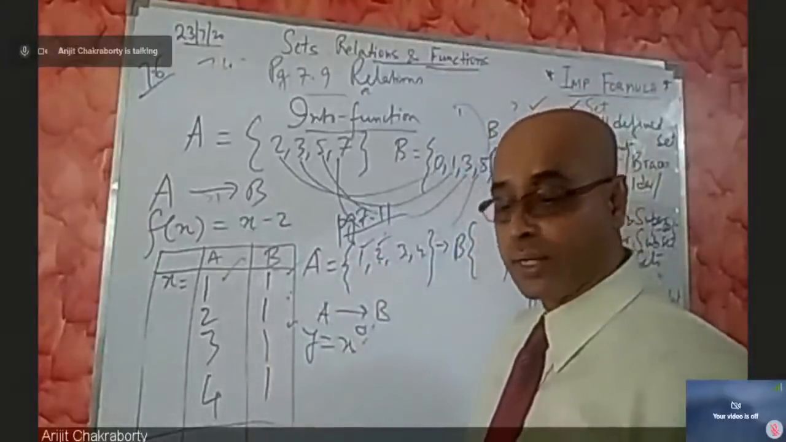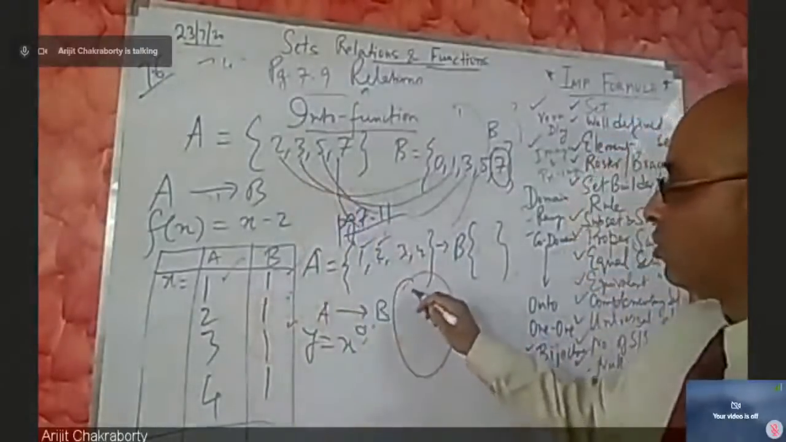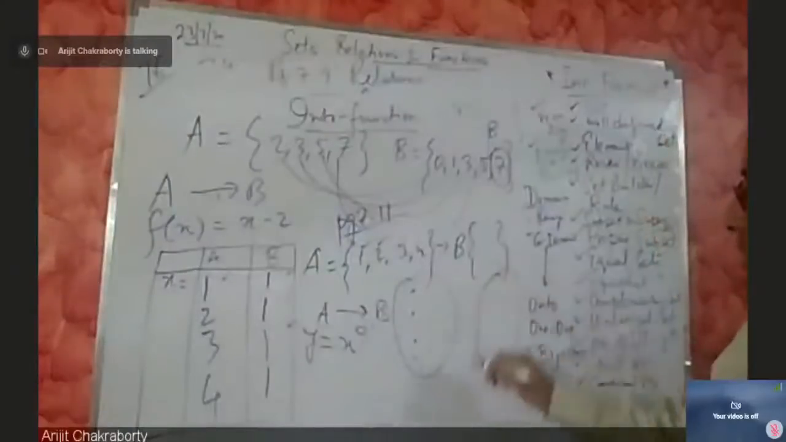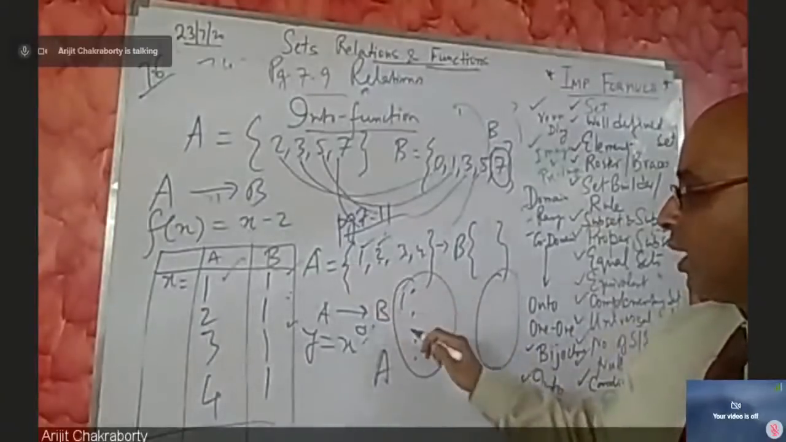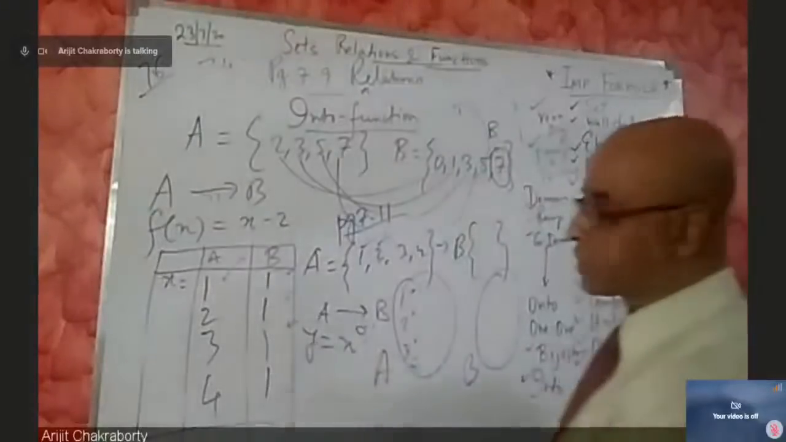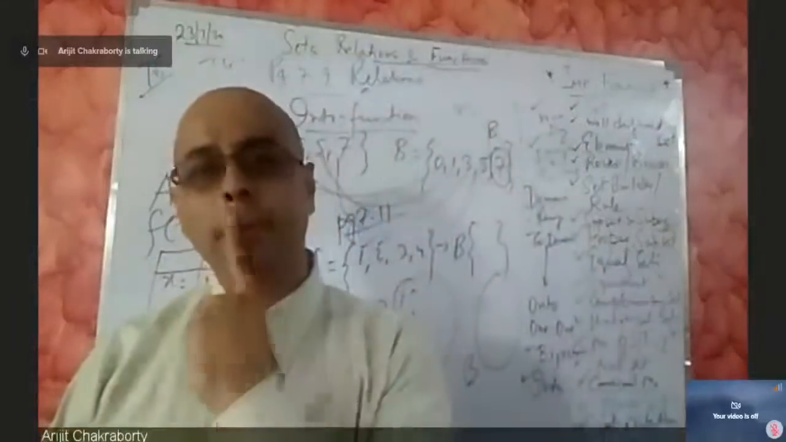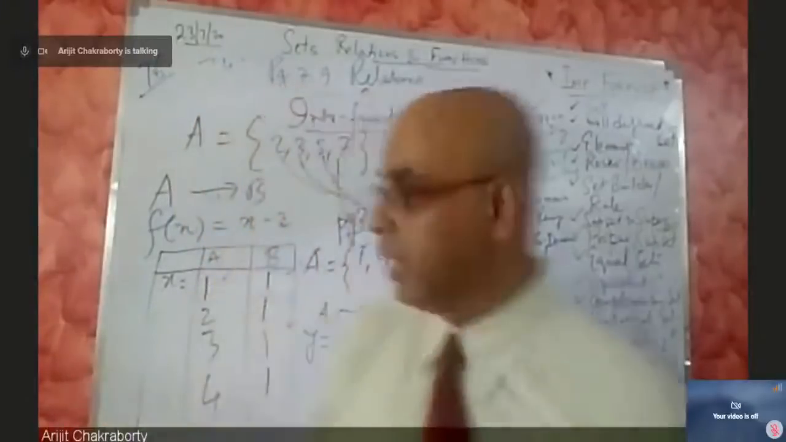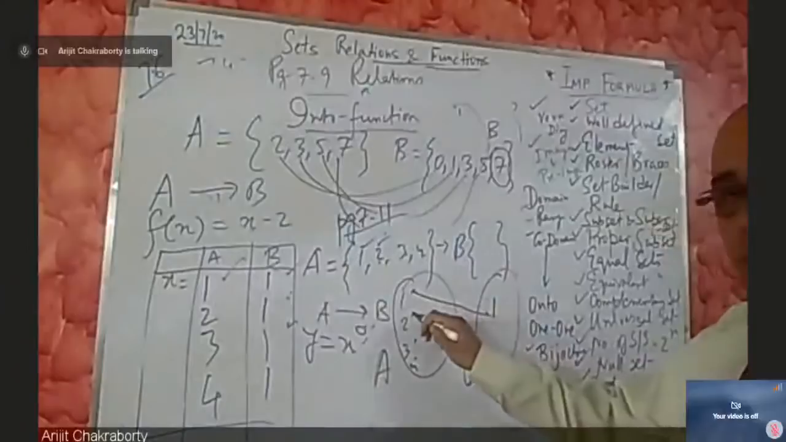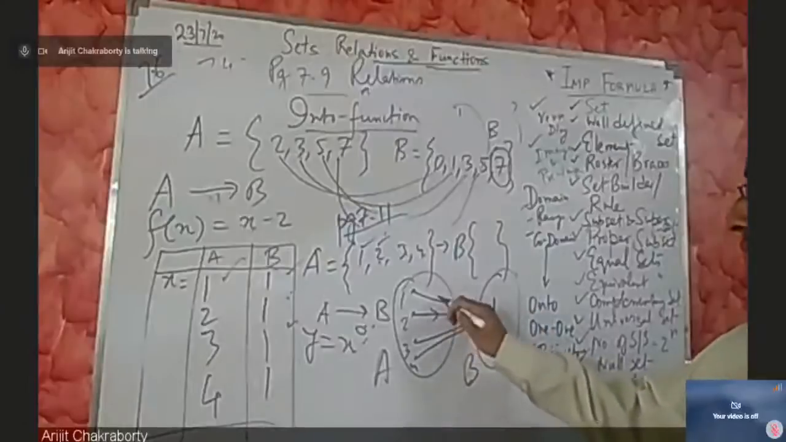So now if you draw this, what will you get? You will get something like this. You have the values 1, 2, 3, 4. This is A and this is B. X is having the values 1, 2, 3 and 4. But whatever be the values of X, in B there is only 1, because 1 to the power 0 is 1, 2 to the power 0 is 1, 3 to the power 0 is 1. So we have only one image, that is 1. This one is connected with this one, 2 is connected with this one, 3, 4, all are arrows.